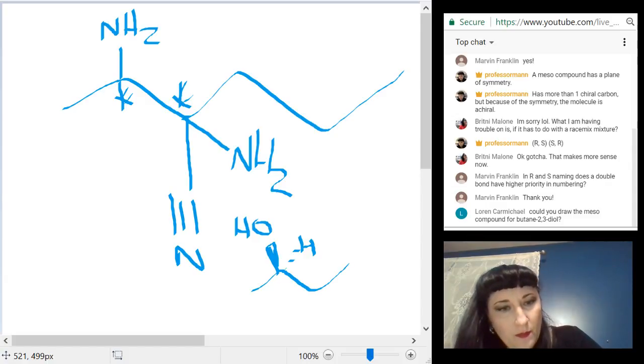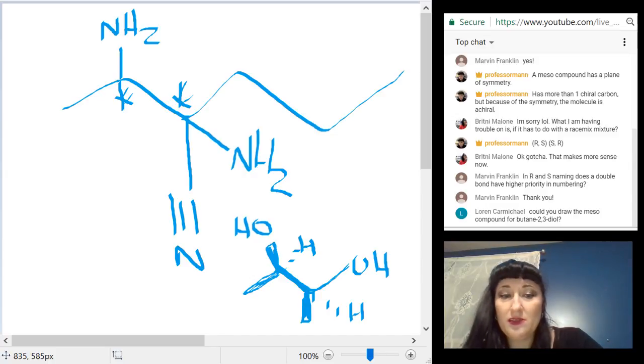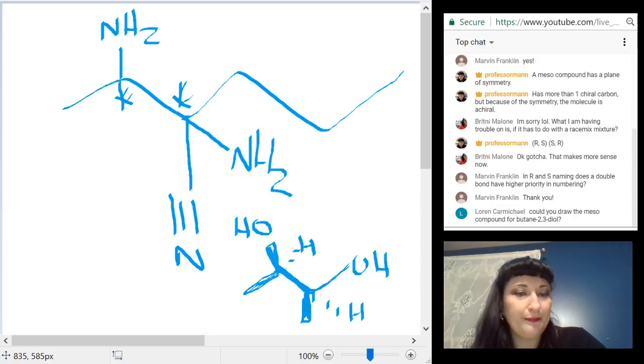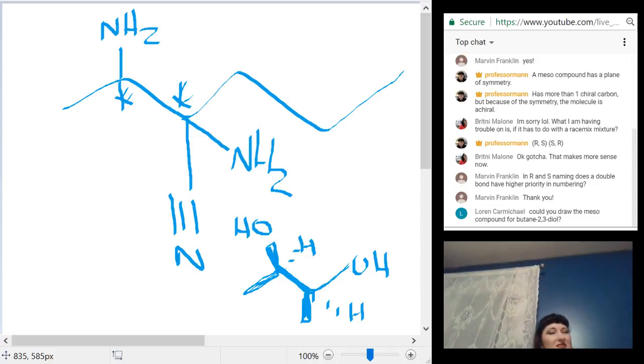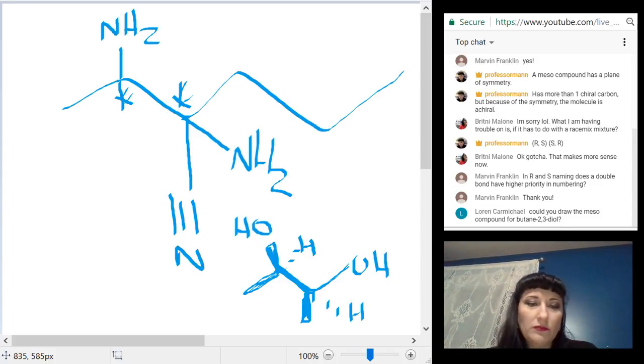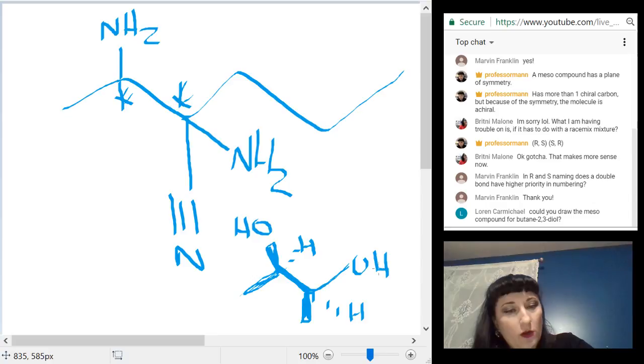So let's see. Or, and that one would be R, right? And that one would be S, so that would be the meso compound. Parent chain is right there.